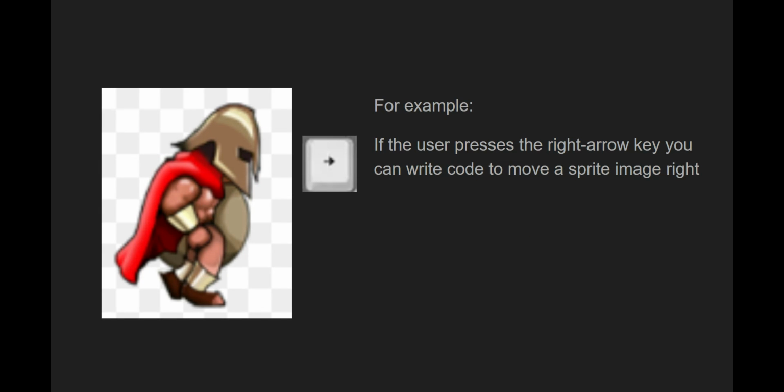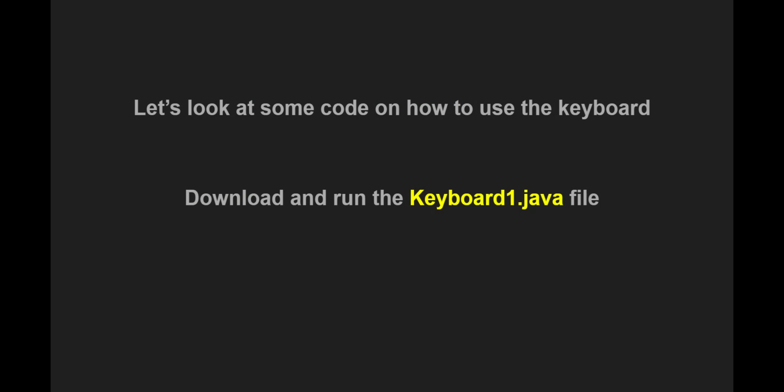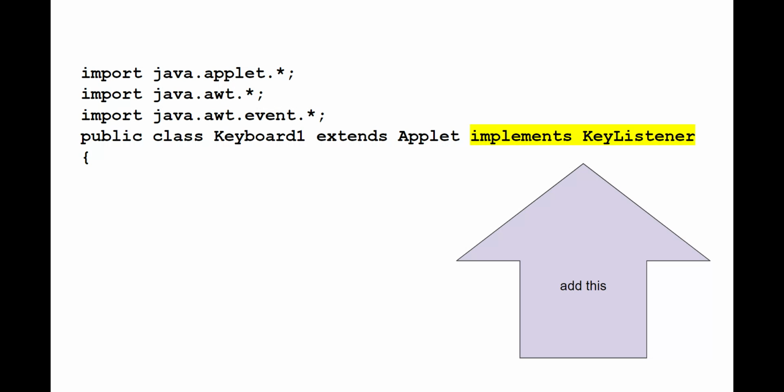So for example, if the user presses the right arrow key, you can write code to move a sprite to the right. Let's have a look at some code. So what I want you to do is download the Java keyboard 1 file, compile it and run it. You're going to have a look at this code to see how the keyboard gets used.